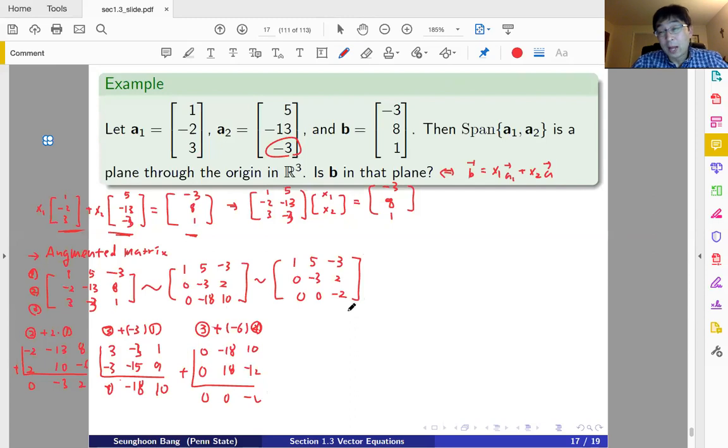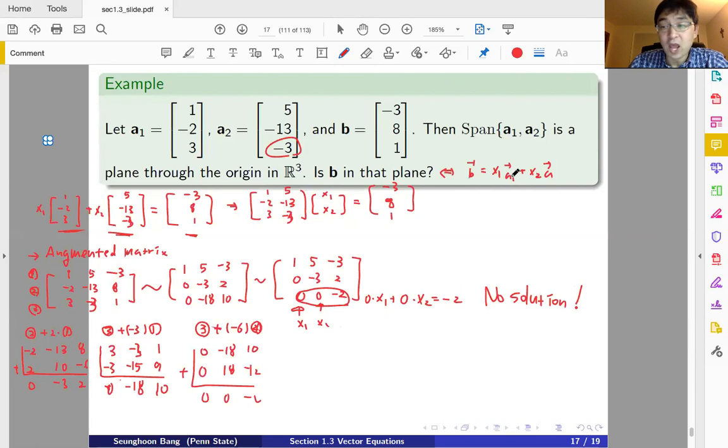So what happens to this row? The first part relates to x1, the second part to x2. So we have 0 times x1 plus 0 times x2 equals negative 2. What's that? Impossible. You can plug any number into x1 and x2, we don't have a solution of this equation. So what does it mean? No solution.